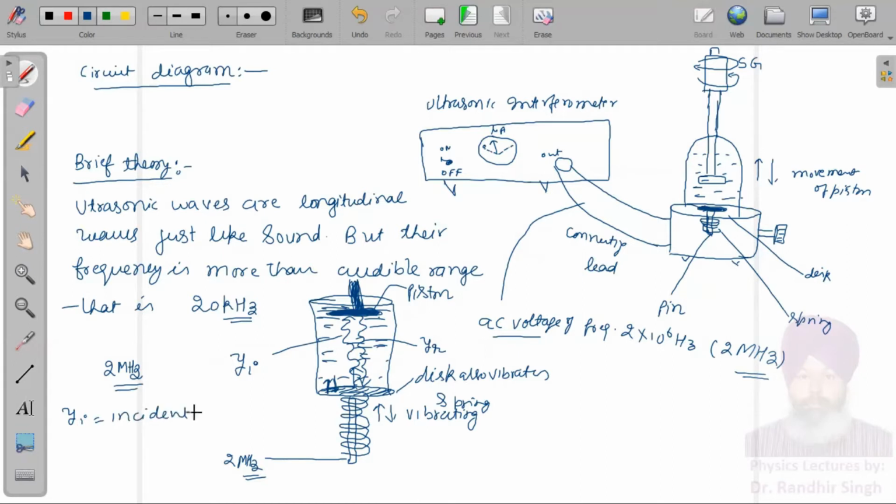its direction is from disk to piston. So its direction is from disk to piston, and YR is the reflected wave, and its direction is from piston to disk. So let me go to a new page.